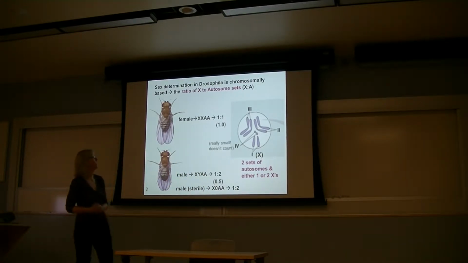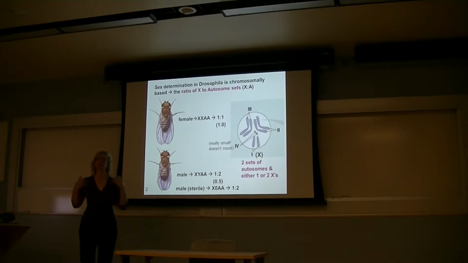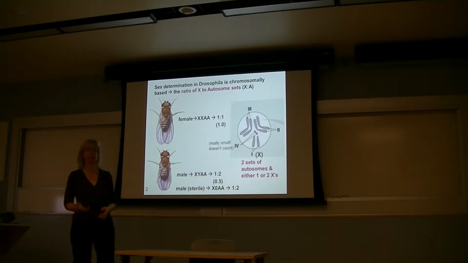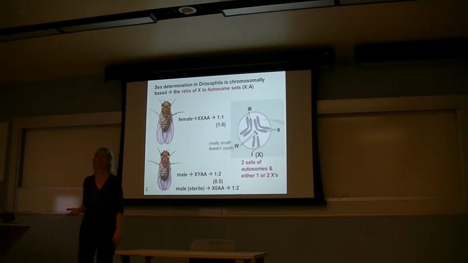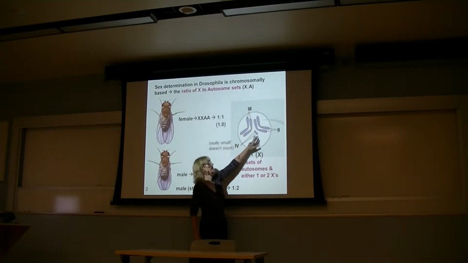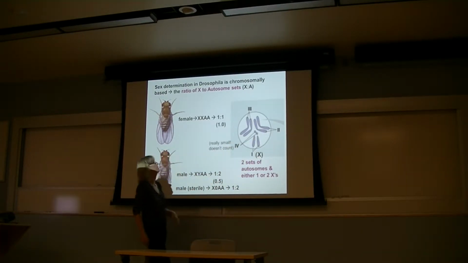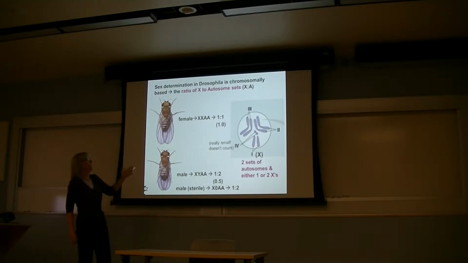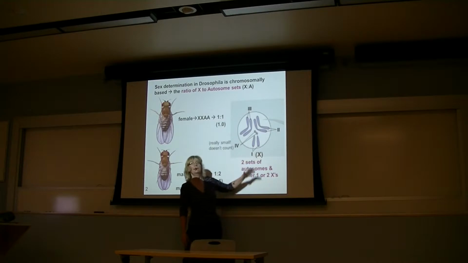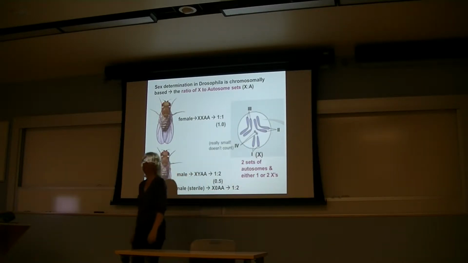So in Drosophila, what's going to happen is that the cell assesses how many X chromosomes are present and how many autosomal sets are present. So normally the number of autosomal sets should be the same in every individual. That doesn't usually vary. You're going to have your set of chromosome 3, your set of chromosome 2, your set of chromosome 4. And then you ask how many X chromosomes, which is either going to be 1 or 2, depending on if you're male or female.